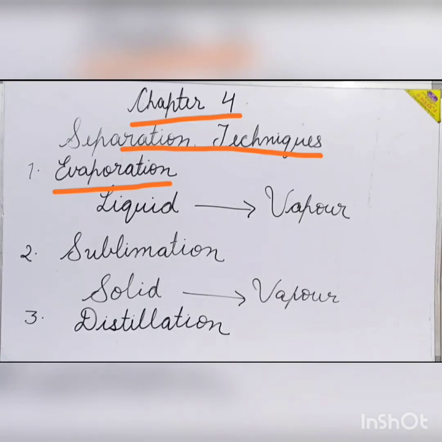The next method used to separate the mixture is sublimation. This method is used to separate the mixture of solids where one solid sublimes and the other does not. This is a process in which a solid directly changes to the vapor state on heating. On cooling, the vapors change back into solid, and this solid is called the sublimate. Examples are ammonium chloride, iodine, naphthalene, and camphor.